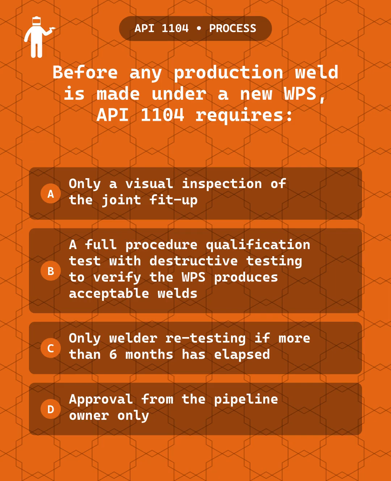Question 10. Before any production weld is made under a new WPS, API 1104 requires A, only a visual inspection of the joint fit-up, B, a full procedure qualification test with destructive testing to verify the WPS produces acceptable welds, C, only welder retesting if more than 6 months has elapsed, or D, approval from the pipeline owner only?